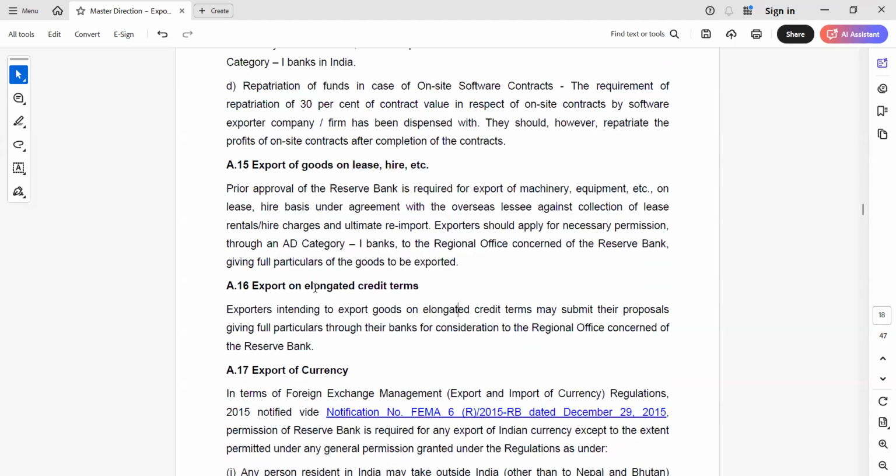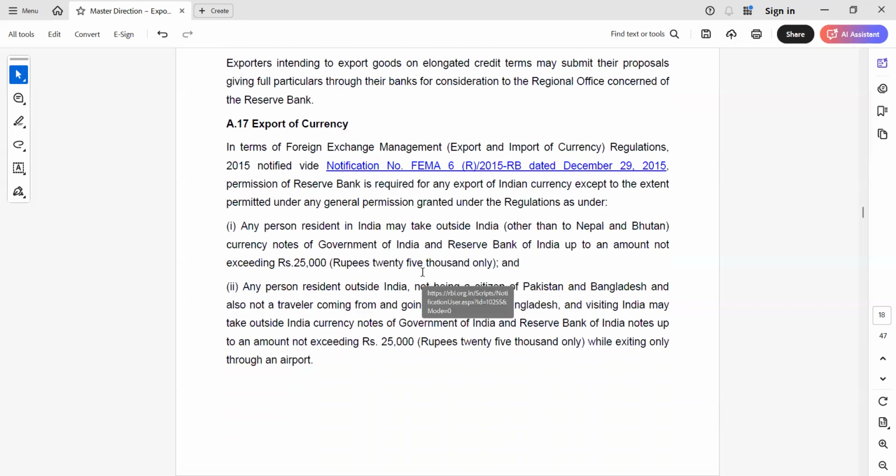Export on elongated credit terms. An exporter intending to export goods on elongated credit terms may submit their proposal giving full particulars through their bank for consideration to the concerned regional office of RBI. Elongated terms means, suppose they are exporting a $5 lakh machine, they will give 3 year, 4 year, 5 year repayment period. For these elongated credit terms, the exporter has to take the permission of the Reserve Bank. Export of currency.